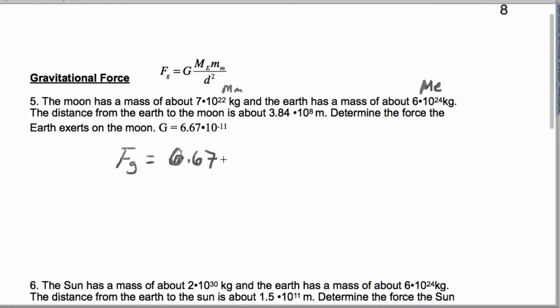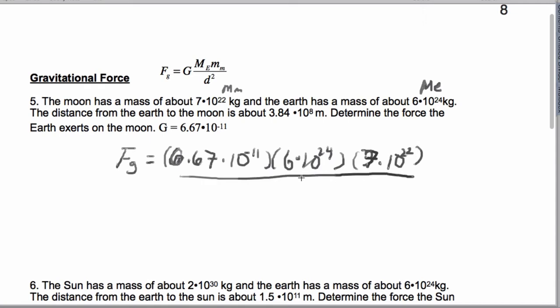6.67 times 10 to the negative 11th. And then we're going to multiply this by the mass of the Earth, 6 times 10 to the 24th kilograms. That's like a mole worth of kilograms. It's a lot. And then the mass of the Moon is 7 times 10 to the 22nd kilograms. And we'll divide this by the distance squared, which is 3.84 times 10 to the 8th. And then that's squared. So let's go ahead and get that force of gravity.